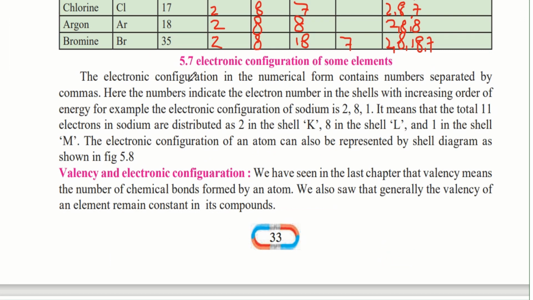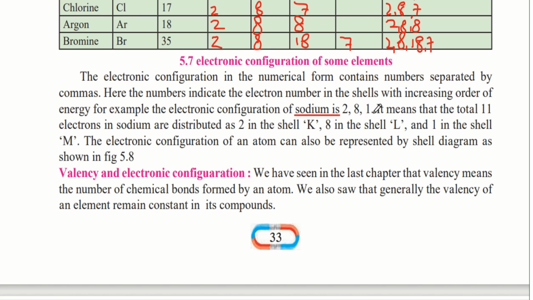So in the previous part we learned how to write the electronic configuration by putting the electrons in their respective shells. The electronic configuration is the numerical form that contains numbers separated by commas. Here the numbers indicate the electron number in the shells with increasing order of energy, because as we go to the outer shell, the energy of that shell also increases. Therefore, the electrons present in the outer shell have more energy as compared to the electrons present in the inner shell. For example, the electronic configuration of sodium is 2, 8, 1.